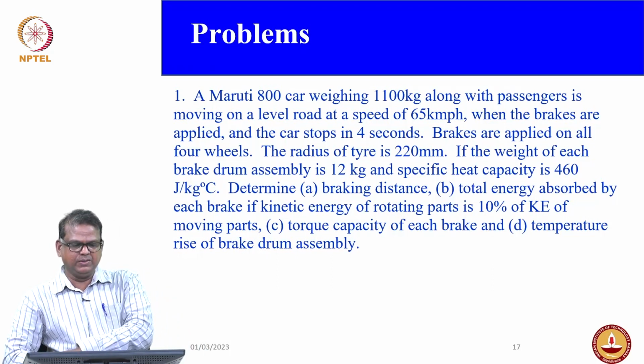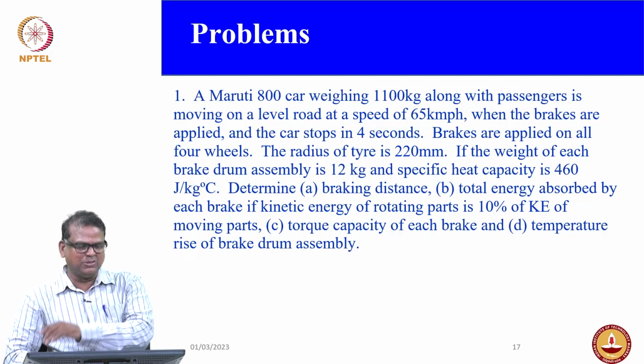We will do a problem. You want to write the equations? When we do the problem, we will write the equations in detail again. Can you take down the problem, please? This is a very generic problem. A Maruti 800 car weighing 1100 kg along with the passengers is moving on a level road at a speed of 65 km per hour. When the brakes are applied, the car stops in 4 seconds. The brakes are applied on all 4 wheels. The radius of the tire is given as 220 millimeter.